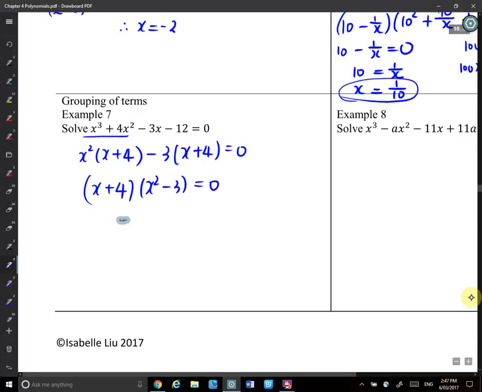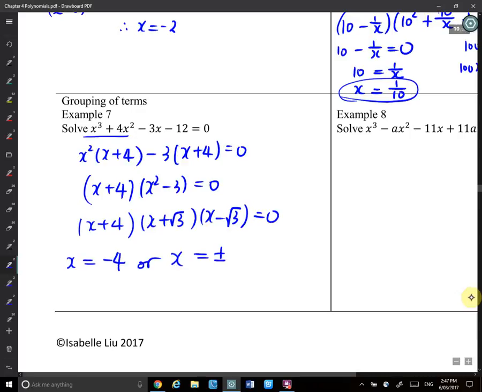I can still factorize, not to the linear form yet. That is (x plus root 3) and (x minus root 3). Okay, all linear factors. Then x equals minus 4, or x equals plus minus root 3.